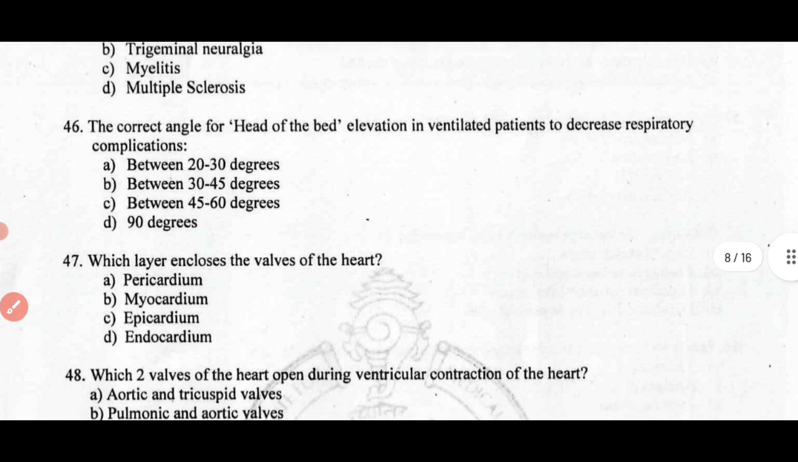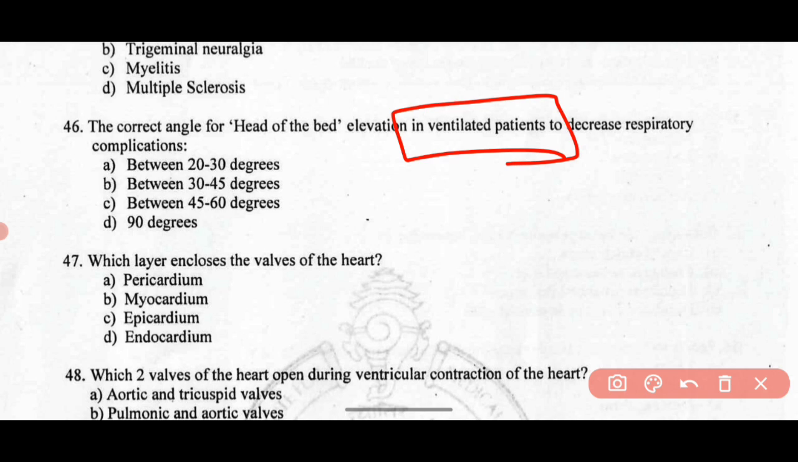The next one is, what is the correct angle for head of the bed elevation in a ventilated patient to decrease respiratory complications? A ventilated patient means the patient is connected to the ventilator. We have to elevate the bed up to 30 to 45 degrees only. 90 degrees is high Fowler's, 45 to 60 is semi Fowler's, and 30 to 45 is low Fowler's position.